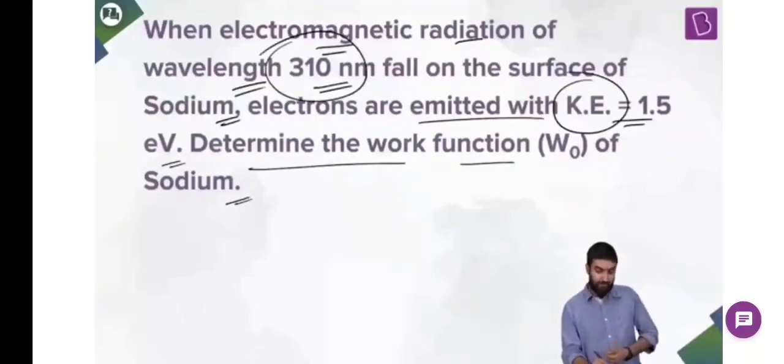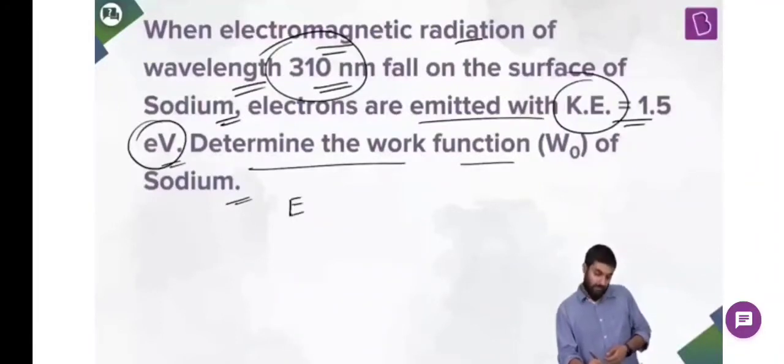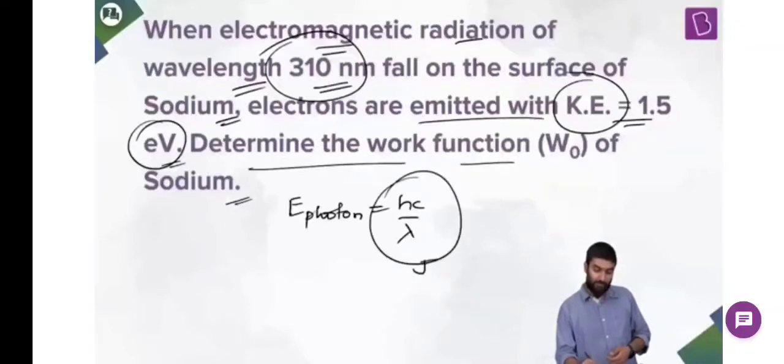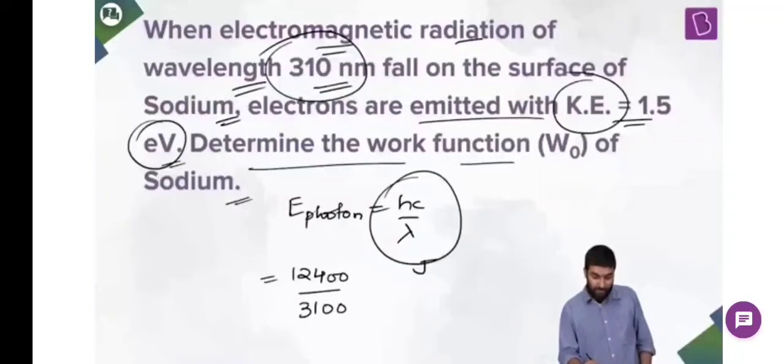So what did we discuss? This is in electron volt. So let's calculate this in electron volt as well. Energy of photon essentially becomes equal to what? hc by lambda. But we are not going to calculate it in joules. We are going to calculate it in electron volt. So we are going to write it as 12400 divided by 310 nanometer, which is 3100 angstrom. So this is what we have, electron volts. This becomes equal to what?